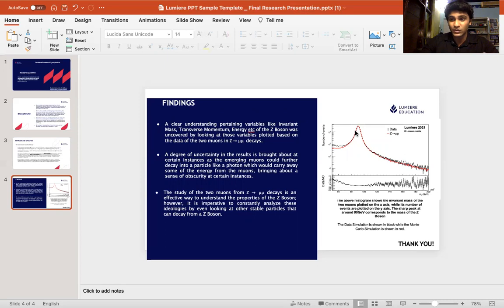Finally, the study of these two muons proved to be quite effective to help us understand key properties of the elusive Z boson. However, we shouldn't stop here. We should continuously, perpetually analyze and understand these attributes. It's also important to look at the Z boson's decay into other particles and compare those results to Z mu mu decays to better enhance our understanding of the Z boson.